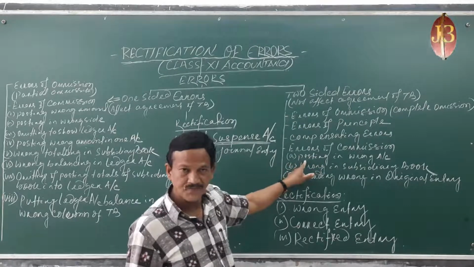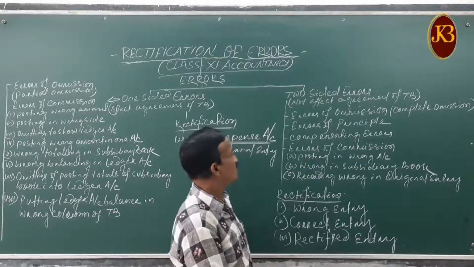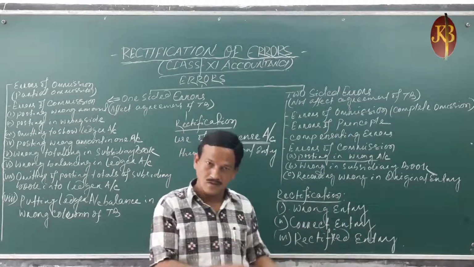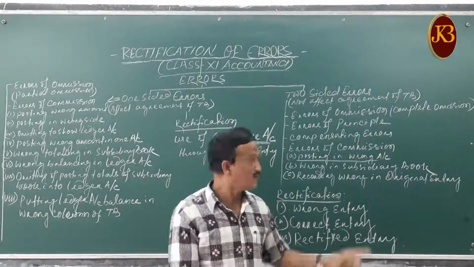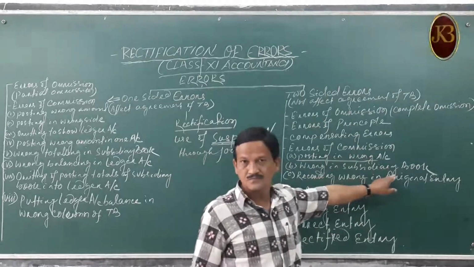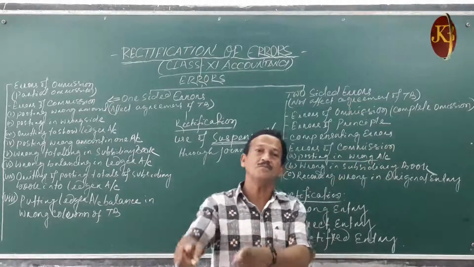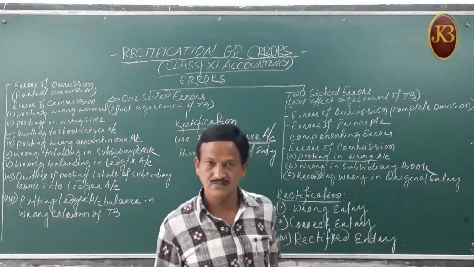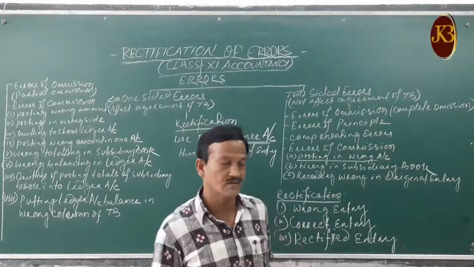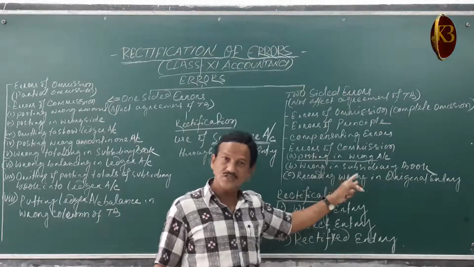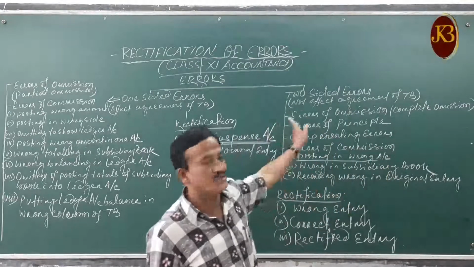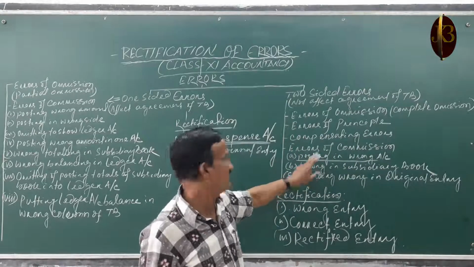The first one is posting in the wrong account: correct amount, correct side, but wrong account. For example, purchase of goods from Ram is posted in Ramesh's account instead of Ram's. The amount is correct, the side is correct, but the account is wrong. It does not affect your trial balance, but the error is there.